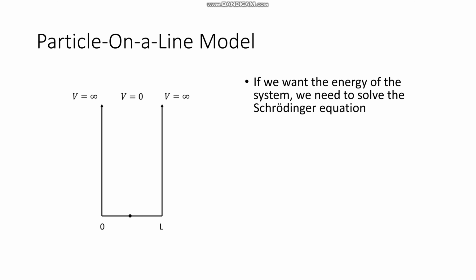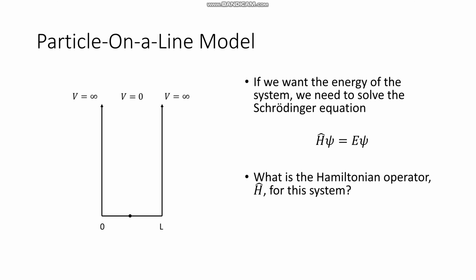So to do this, we need to solve the Schrodinger equation. It is set up as the Hamiltonian operator acting on psi, which is the wave function, gives back E, some eigenvalue for that energy, times your wave function. But what is the Hamiltonian operator for this system?